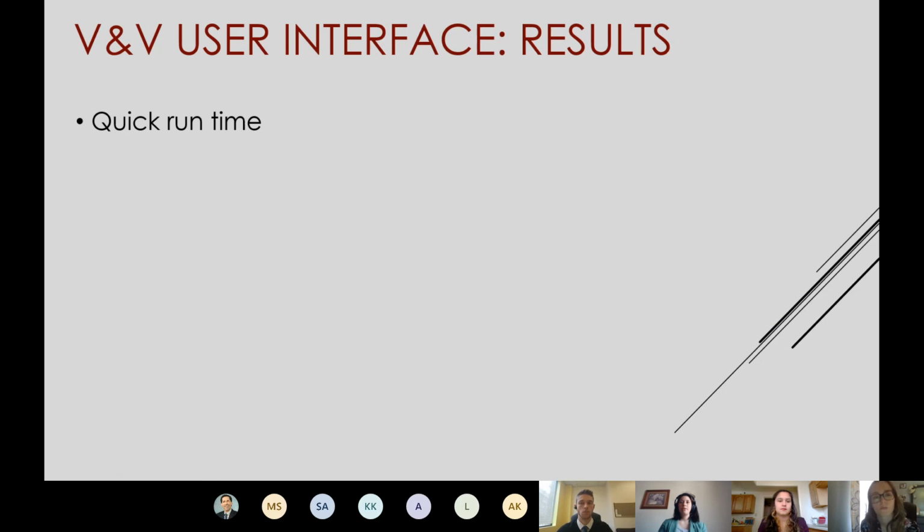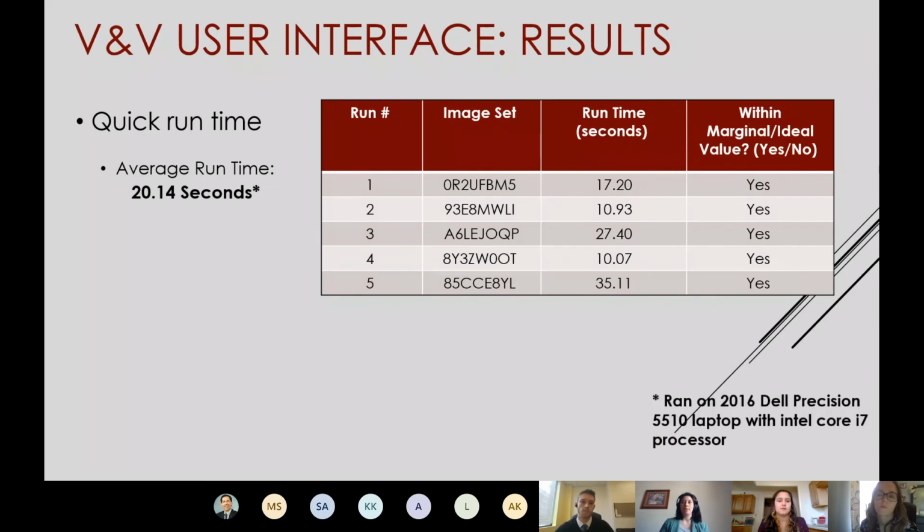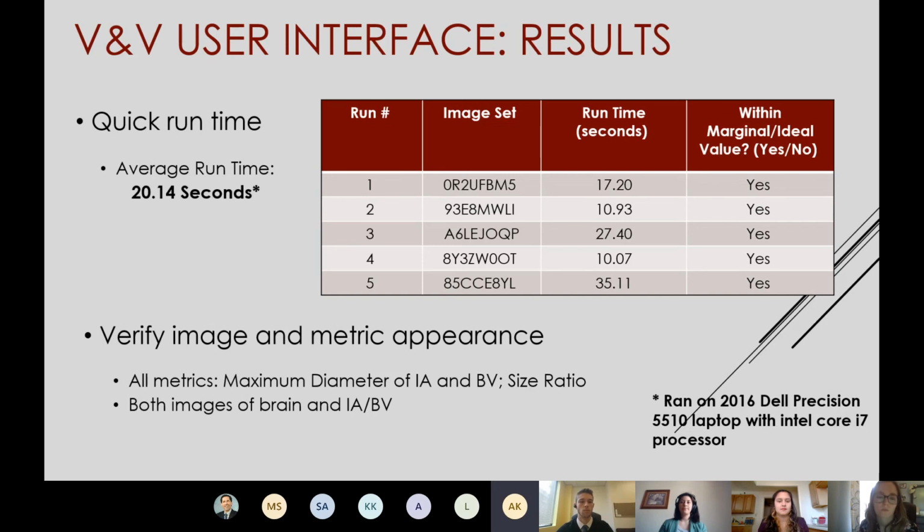So to make sure our interface satisfied the target specs, we tested it starting with the runtime. We ran 5 different image sets through the program, and we got an average runtime of 20.14 seconds on a 2016 laptop with an Intel i7 processor. This was well within our ideal and marginal values for the target spec, which was 5 to 10 minutes. We also verified that all the metrics and images appeared during each run.